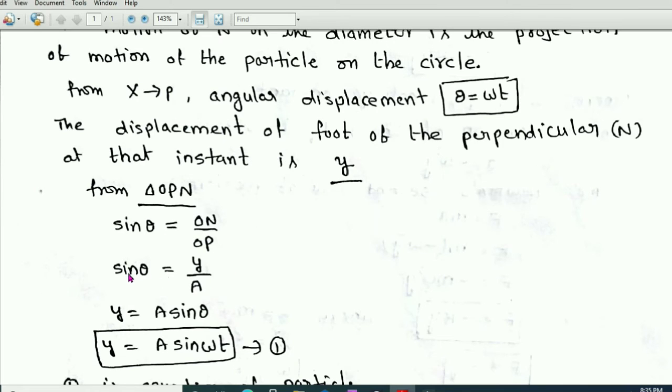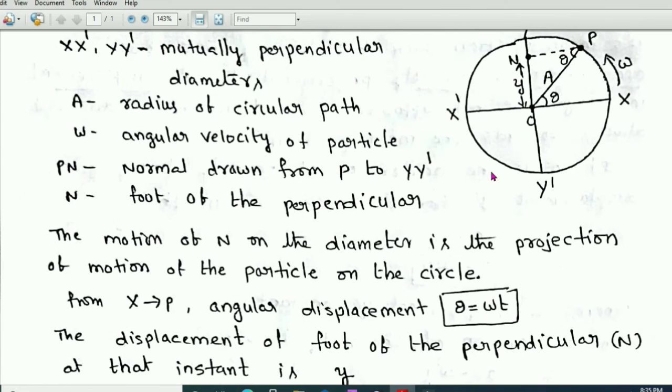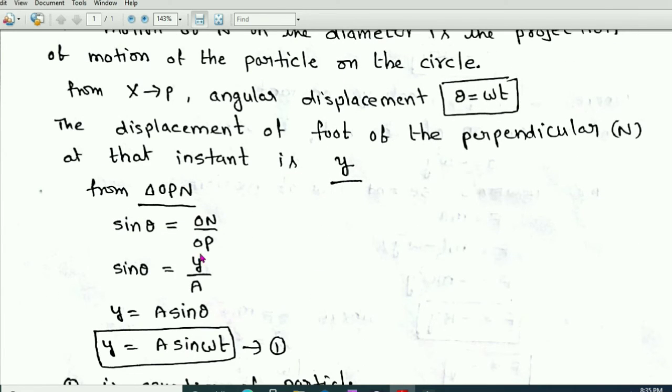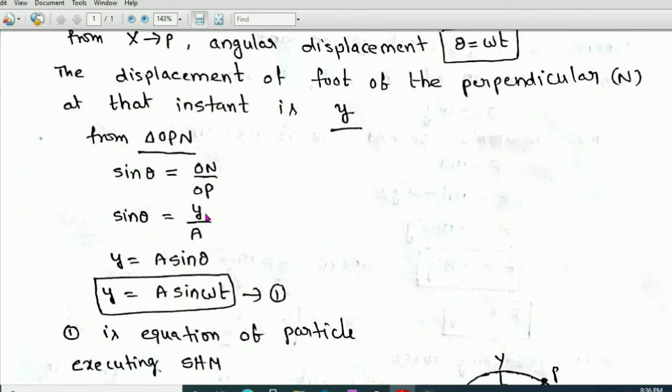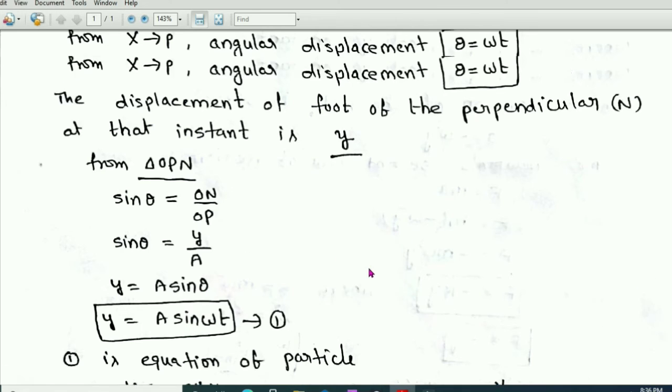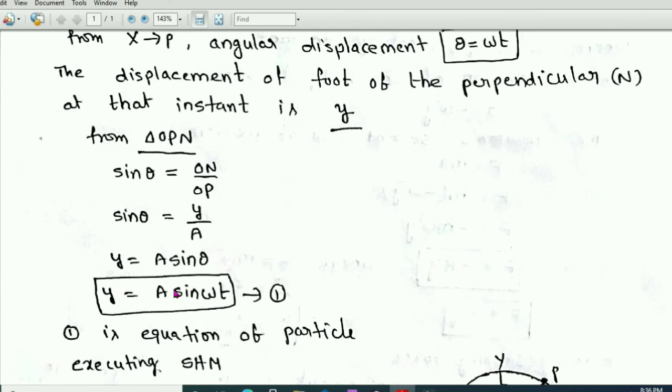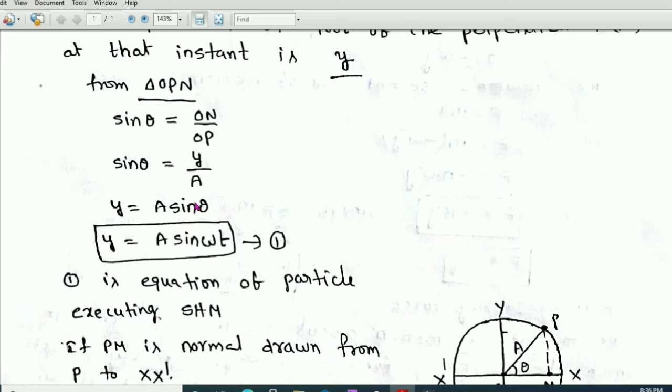Now, if you substitute the values, sin theta is equal to ON. The value of ON is y and OP is the radius, that is capital A, from the figure. If you cross multiply, y is equal to A into sin theta. Already we have discussed that theta is equal to omega into t. So y is equal to A sin omega t. This is equation number 1. This equation represents the displacement of the particle executing simple harmonic motion.